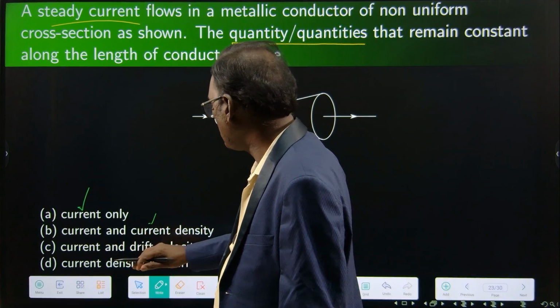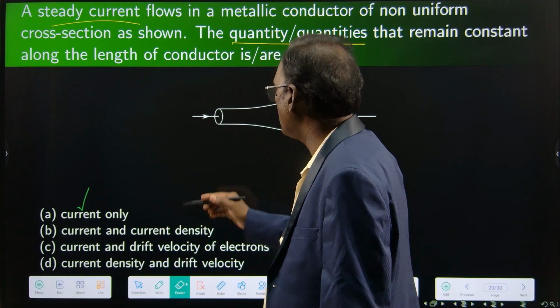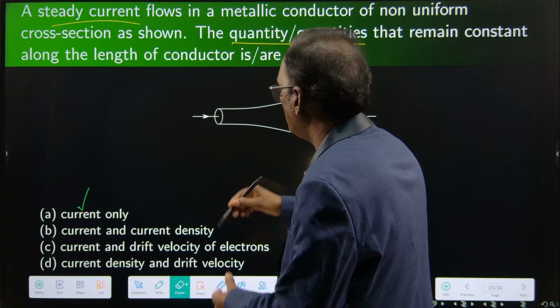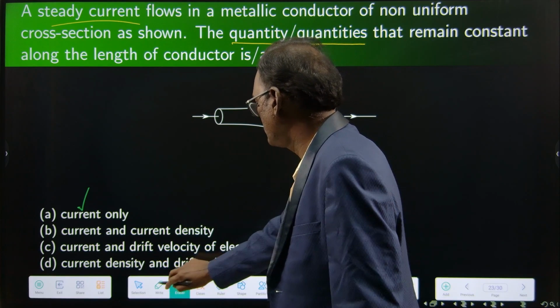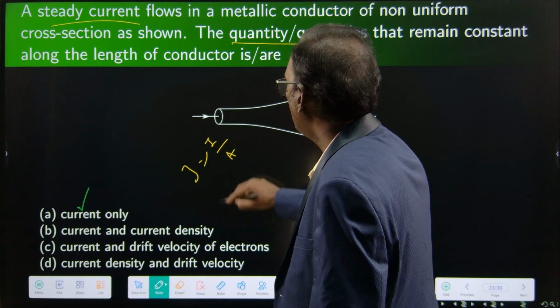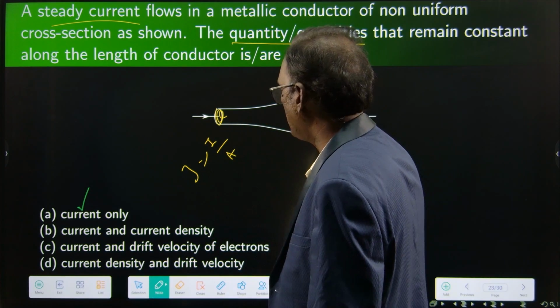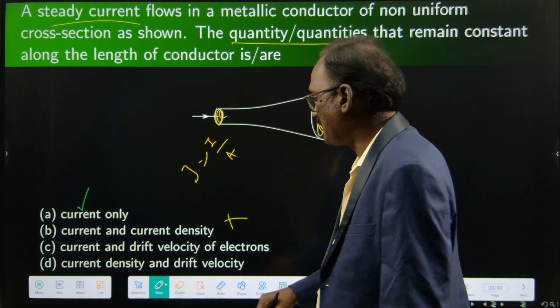So current and current density, we have to check the current density. Current density J is equal to I by A. If area of cross section is changing, current density will change. So this will not be the answer.